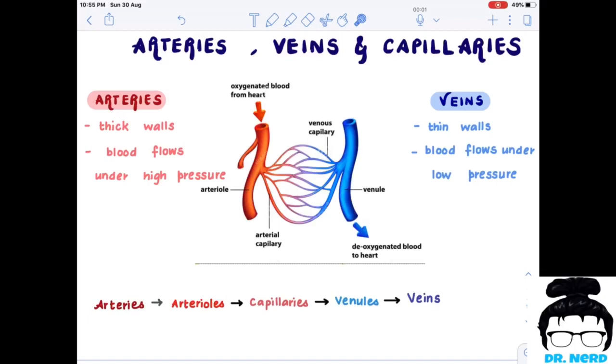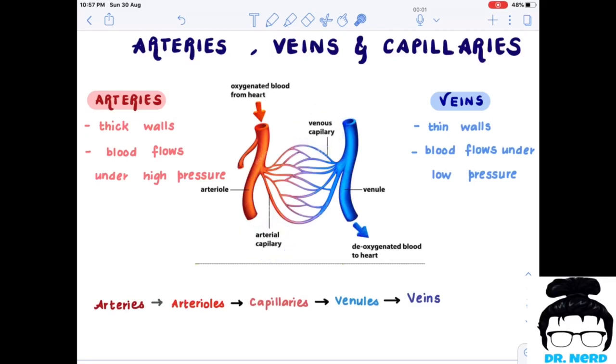Now with the help of this diagram, you can see that on my left side we have an arteriole, and on our right side we have a venule. Between these two structures, what do we have? We have capillaries. In the diagram, you can see half of the capillary is highlighted red and half of the capillary is highlighted blue. Why? The reason is that a capillary has an arterial side and a venous side. So, we have arterial capillary and venous capillary.